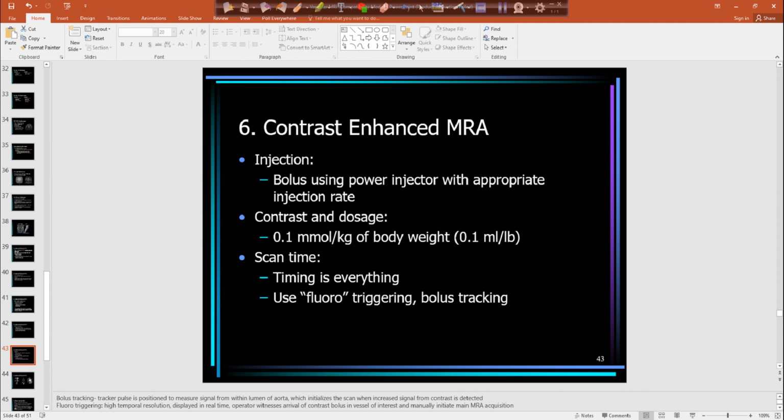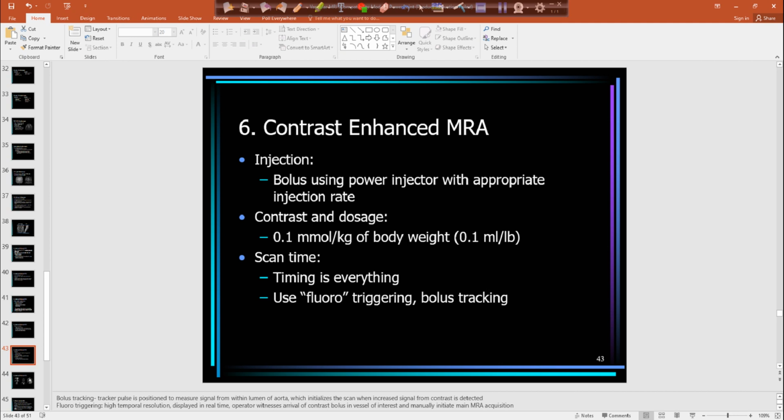We'll talk about perfusion and functional MRI, but that's where you're injecting a lot more contrast at a lot faster rate. And that's usually at 2 cc's per second. So depending on what type of scan or exam you're doing, that will determine your injection rate.